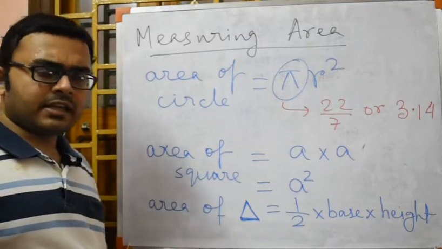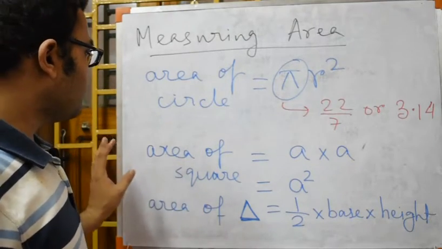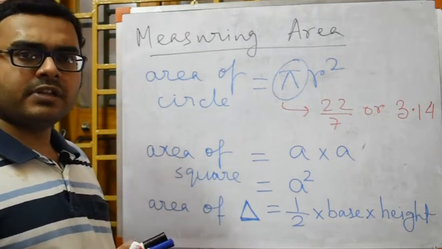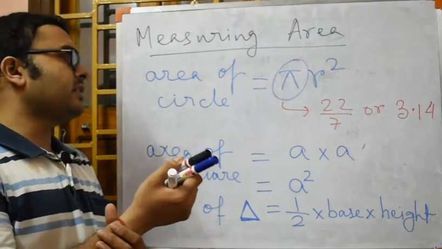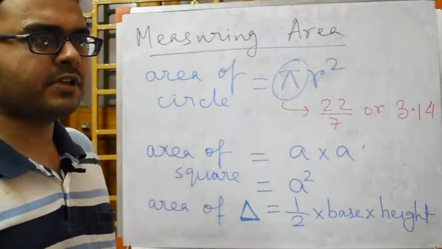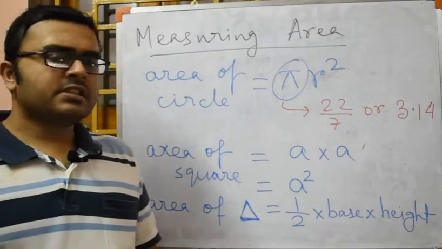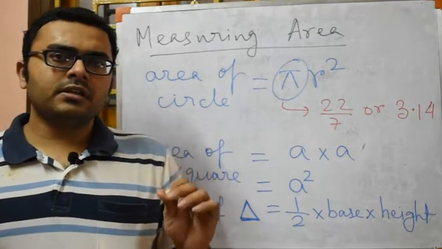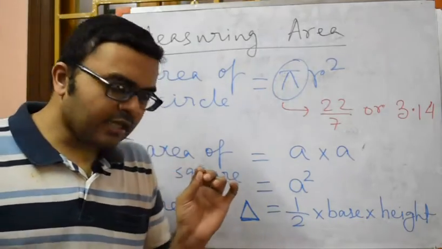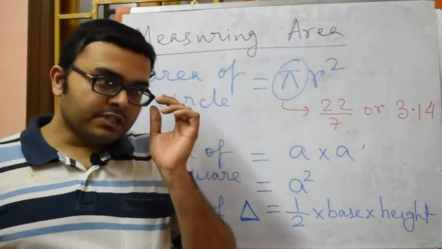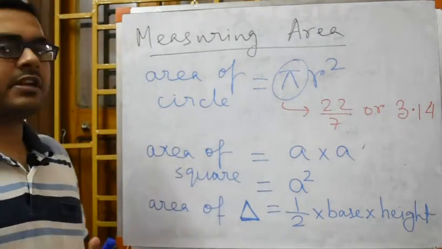Likewise, I can have the formula of all such areas which have a definite geometrical shape. I can have the area of a parallelogram, I can have the area of a rhombus. Likewise, I have many shapes which have a definite geometrical definition, and thus we have exact formulas which help us to easily find the area.